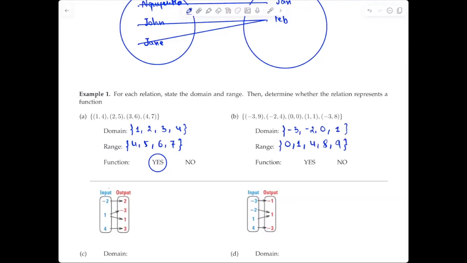Okay. And in this particular example, this relation is not a function because of these 2 points, right? So -3 corresponds to 9 and 8. So you cannot do that. So this is not a function.